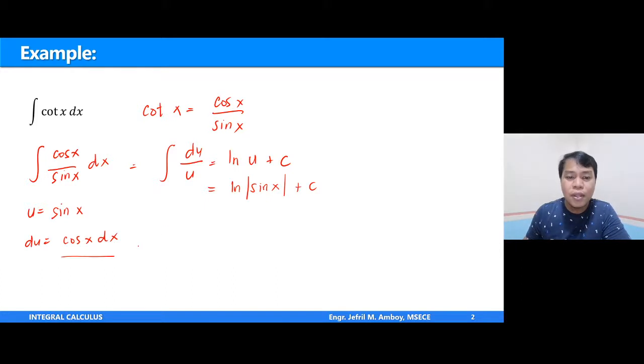Okay? So now, we write, bakit ba kulay red yung ink ko? Palitan nga natin ang kulay.